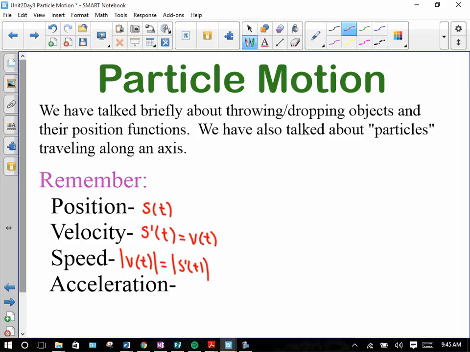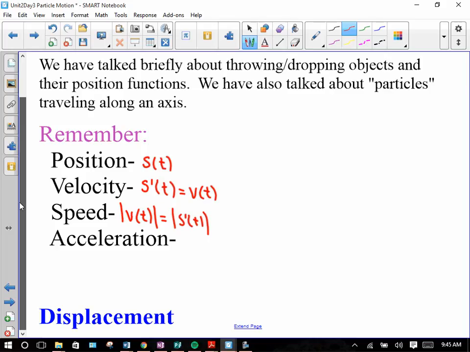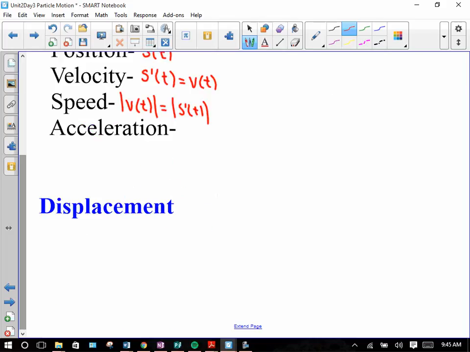So, remember that. The next thing, which we haven't talked too much about, is acceleration. Acceleration we represent as a of t. It's equal to the first derivative of velocity, so v prime of t. And it's also equal to the second derivative of position, s double prime of t.